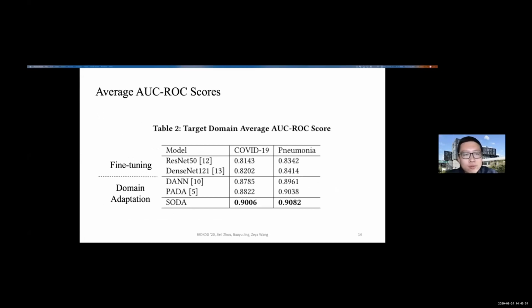We compared 5 models in total, in 2 groups. First are fine-tuning models like ResNet 50 and DenseNet 121. And also domain adaptation models, recent state-of-the-art models like DANN and PADA. We run each model 3 times and report the average AUC ROC score. In this table, we observe that fine-tuning-based models have lower performance than domain adaptation models, and SODA outperforms recent domain adaptation models in detecting COVID-19.